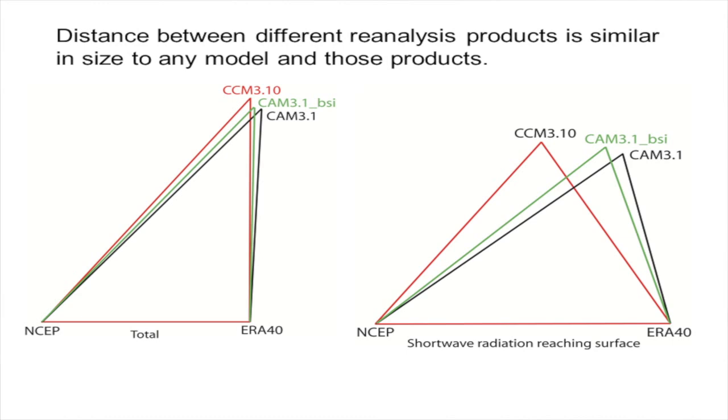So if it's not getting the right amount of radiation hitting the surface and heating it up, then you can say that those errors will also propagate to other quantities, and therefore there is this gap.